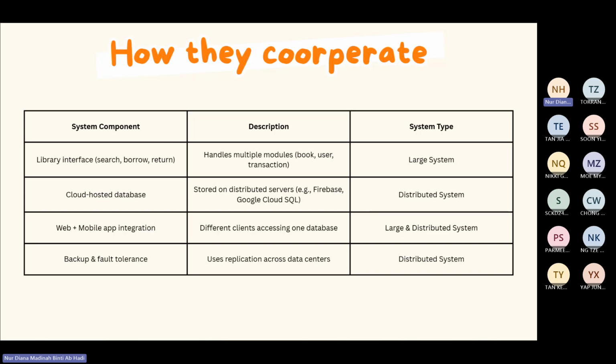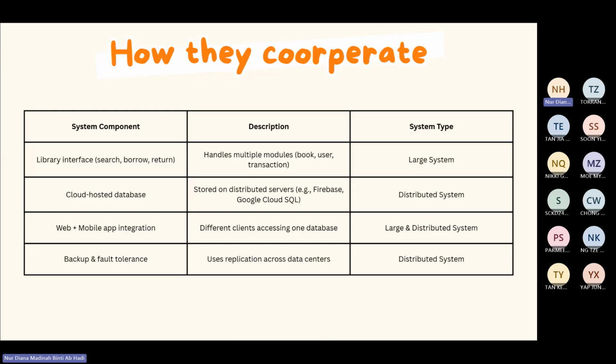System component, for example, the library interface where you do searching, borrowing, returning. This itself has multiple modules, right? It will handle the modules of the book, the user, and the transaction. Usually this will be covered by the large system. When we talk about a cloud-hosted database, it will be stored inside the distributed server, as you know, Firebase. Usually people will use Firebase for mobile development. It is used for distributed systems.